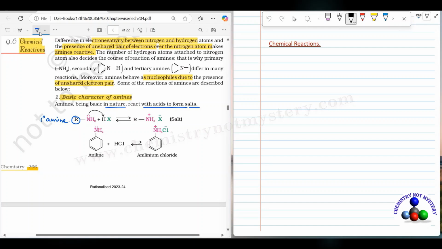Here this is aniline. It is primary aromatic amine. When it reacts with HCl, it forms anilinium chloride. By the abstraction of H plus ion from HCl, it forms anilinium ion, and to balance the charge over anilinium ion, Cl negative ions get attached to it, and that's how anilinium chloride is formed.